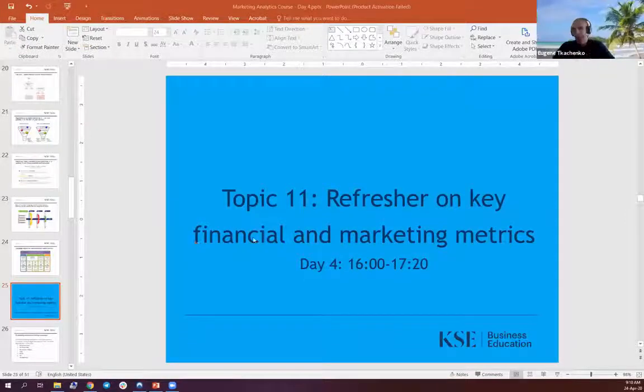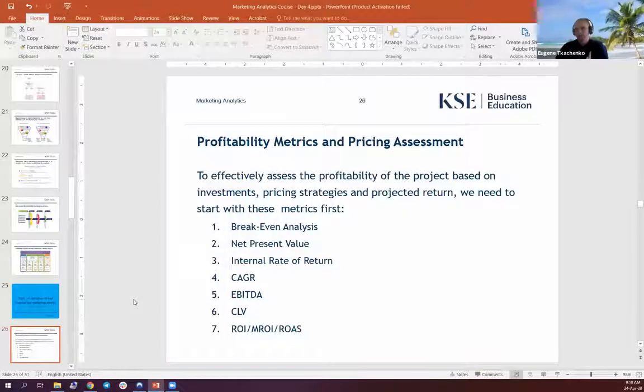Okay. So basically, profitability metrics and pricing assessment. These 7 groups of metrics are all about assessing whether a particular project makes sense from both a financial or business standpoint, as well as from the marketing standpoint.